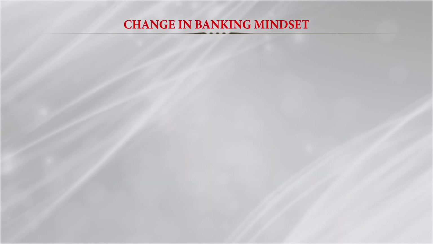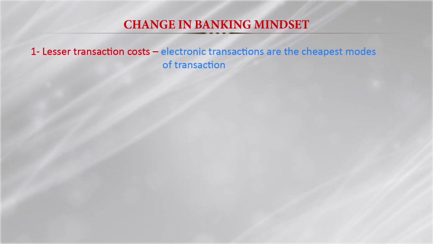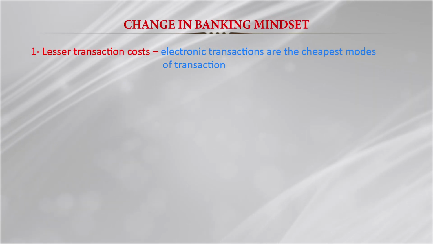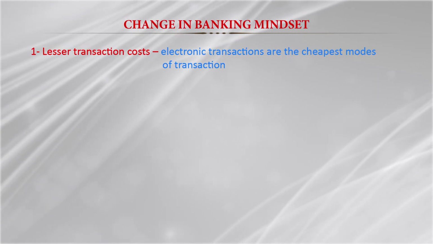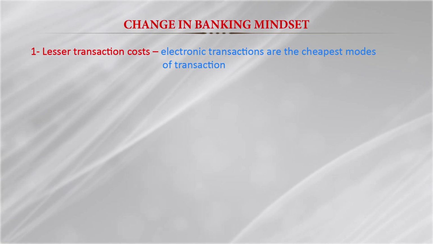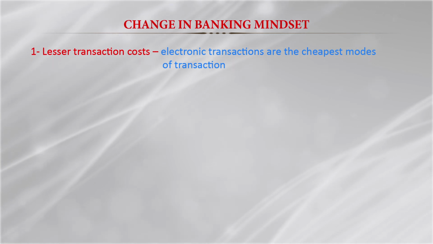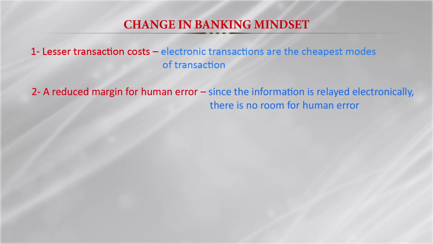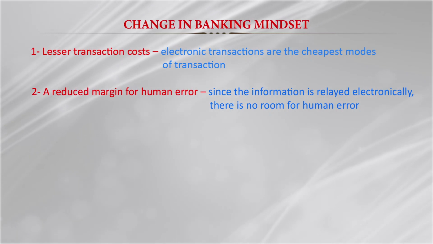So when you talk about the change in mindset, the first thing is lesser transaction cost. Electronic transactions are the cheapest modes of transaction, because you don't have to go particularly to the branch, the traveling time is reduced, and many things you can do. And the lead time is quite less, because when you do the transaction, the same day the transaction can be governed. Whereas when the paper mode transaction was there, it usually took 3 to 4 days, or if a discrepancy or an issue was there, it could linger on for 1 week more. So the time can be reduced, with a reduced margin for human error. There are fewer chances of human error, because things are more reconciled and more linked.